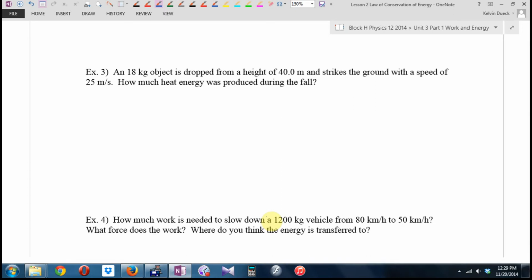An 18-kilogram object is dropped from a height of 40 meters and strikes the ground with a speed of 25 meters per second. How much heat energy was produced during the fall? Is this question asking how much work? No. Is there a change in height? Is there a change in speed? Now, there isn't a yucky curvy path because it's dropped straight, but is this question talking about heat and energy? This is a job for conservation of energy.